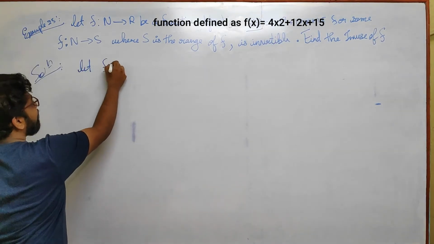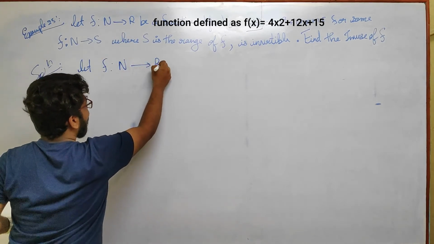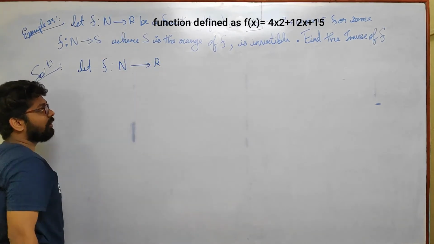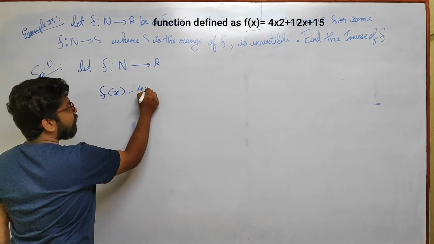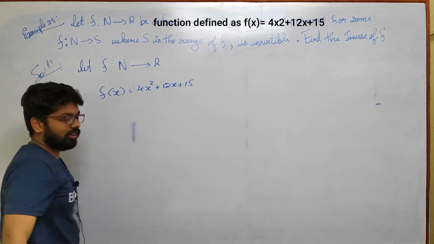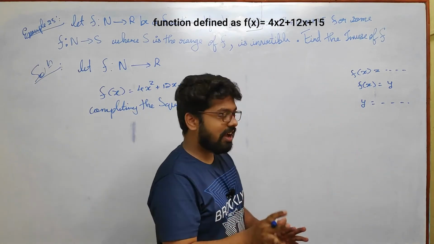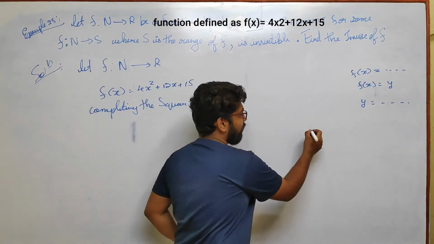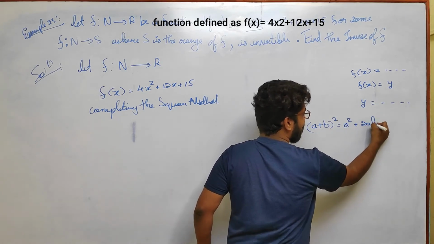Let the function be a mapping from N to R, where N is natural numbers and R is real numbers. So what is the given function? f of x is equal to 4x squared plus 12x plus 15. The first method is completing the square. Completing the square method is very easy, it is not at all difficult. Tell me the a plus b whole square formula: a squared plus 2ab plus b squared.